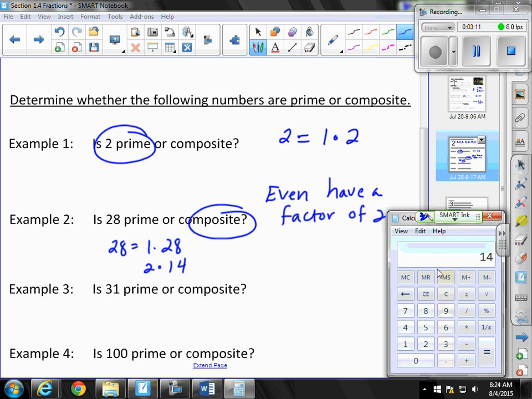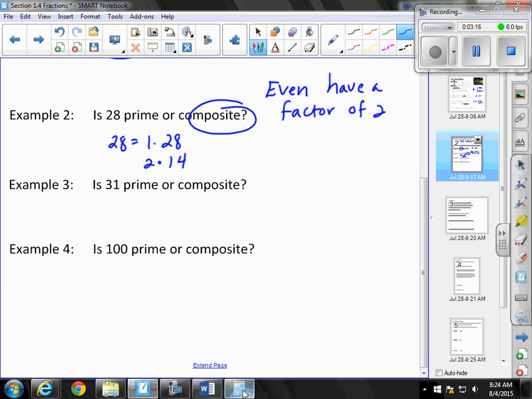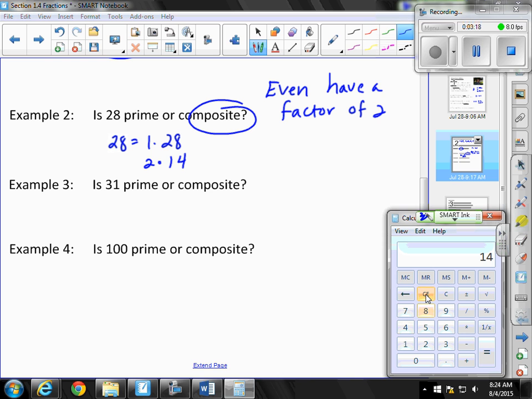Is 31 prime or composite? Now 31 is going to take a little bit more work because we're going to have to do some division here. 31. Well, I know it's not even, so it's not divisible by 2. I need to see, is it divisible by 3? If you want to check for 3's, you add the digits and see, is that number divisible by 3? So in this case, 31, if I add 3 plus 1, I get 4. 4 is not divisible by 3, so 31 is not divisible by 3.